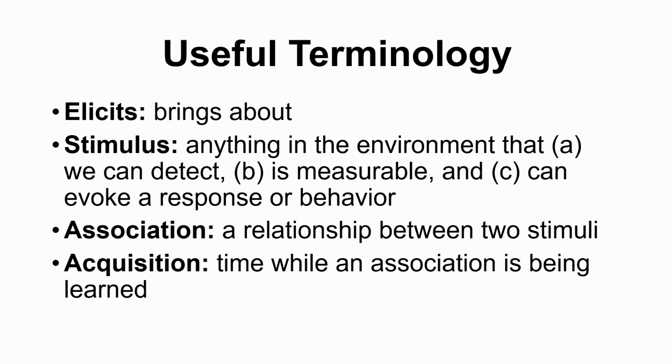Another useful term is association. If we talk about creating an association between two stimuli, we are talking about creating a relationship where we learn something about how those two are related to one another. And then we might also talk about acquisition. This is the time while we're acquiring or picking up on a particular association. So acquisition is the learning period where we learn about the relationship between two or potentially more stimuli. That's the early stages of conditioning while we're still learning.